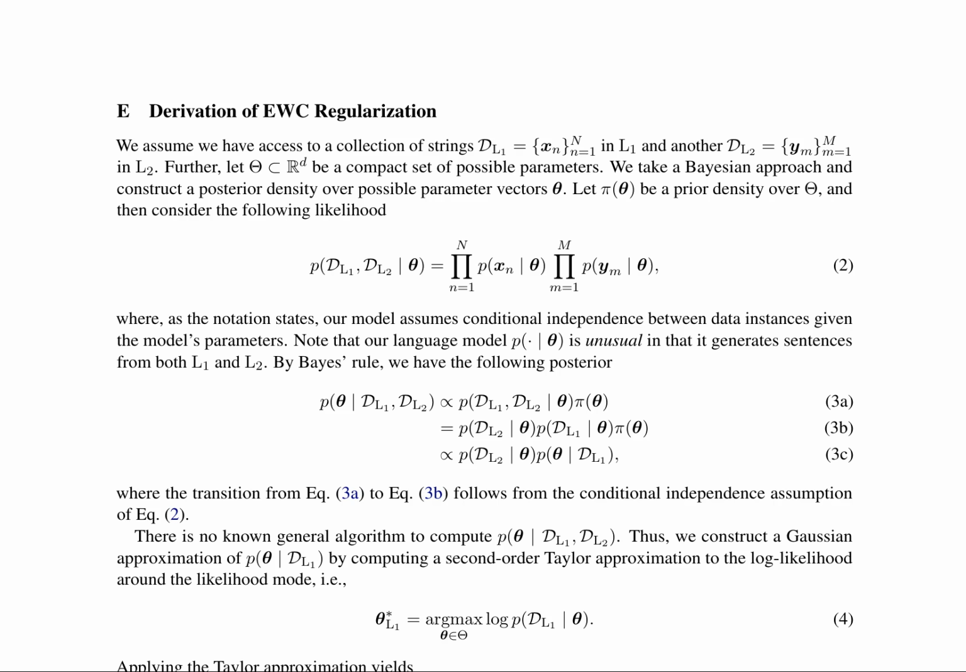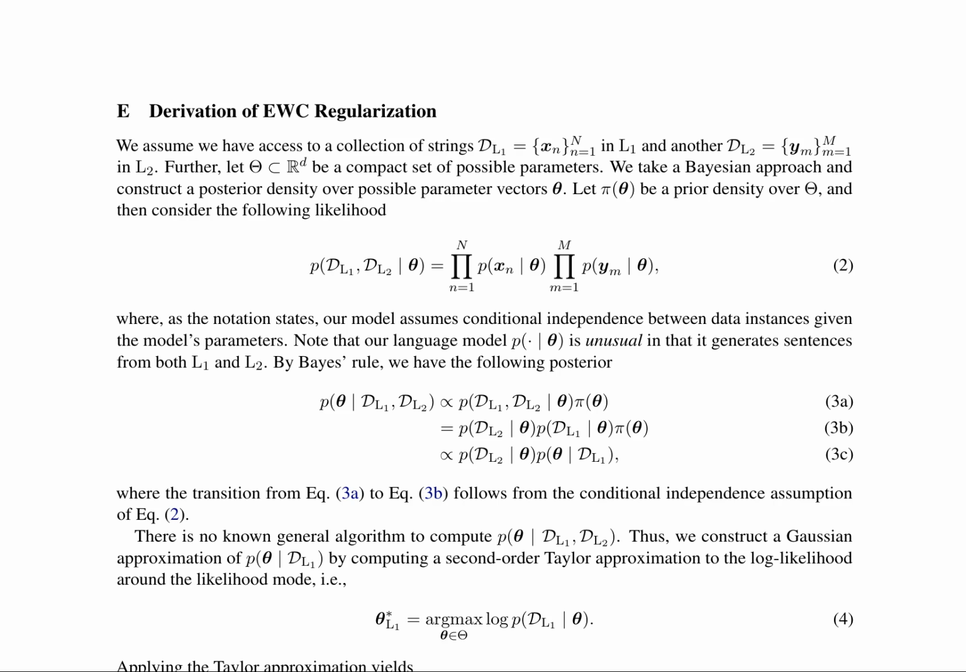This likelihood function assumes conditional independence between data instances given the model's parameters and is unusual in that it generates sentences from both languages. By applying Bayes' rule, the authors obtain the posterior p(theta | DL1, DL2), which is proportional to the product of the likelihood and the prior. However, computing this posterior is intractable, so they construct a Gaussian approximation of p(theta | DL1) by computing a second-order Taylor approximation to the log likelihood around the likelihood mode, theta L1.